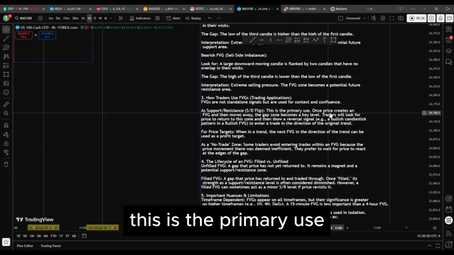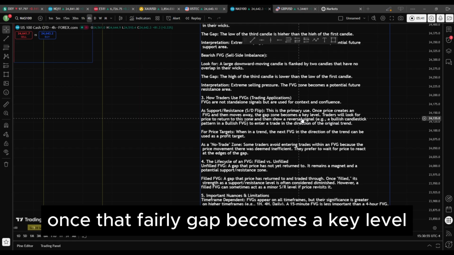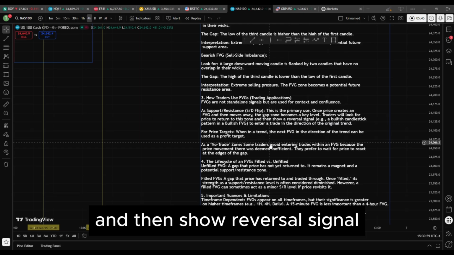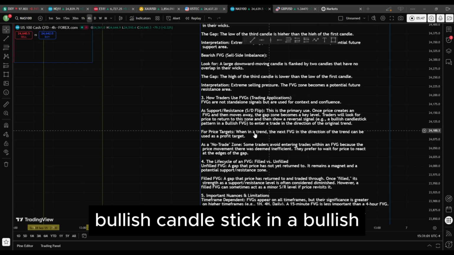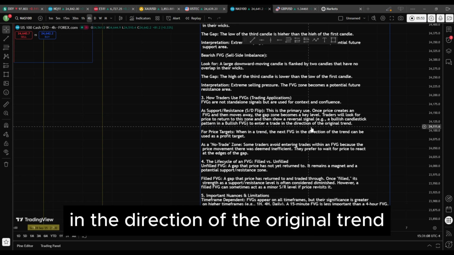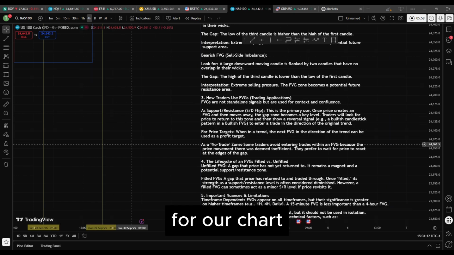This is the primary use. Once price creates a fair value gap and moves away, that fair value gap becomes a key level. A trader will look for price to return to this zone and then show a reversal signal, a bullish candlestick pattern in a bullish FVG, to enter in the direction of the original trend. I think that's explained in that chart here, that 4-hour chart.